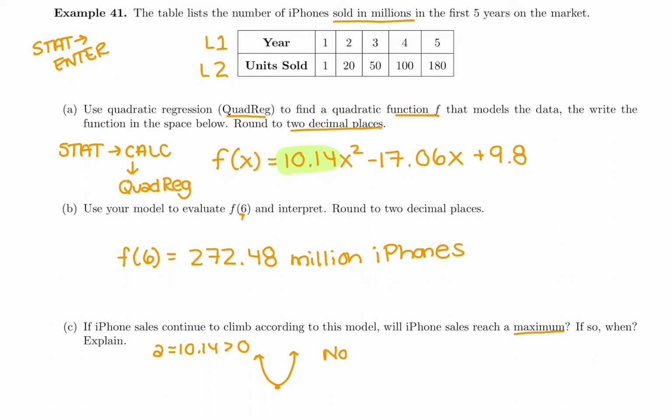There's not a max for this. You plug in a bigger year, you get a larger quantity of iPhones sold. So not a max according to this model, which is that function up there. We're modeling this behavior. This model, there's only a min. So there's not going to be a maximum amount of iPhone sales. It looks like they just keep getting more popular according to this model.